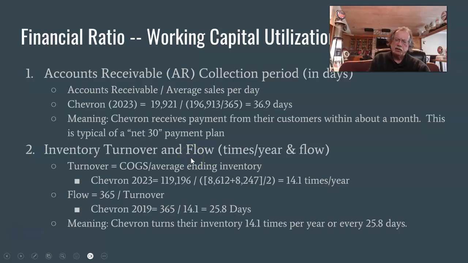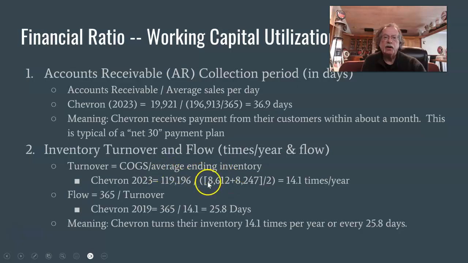Inventory turnover. A company wants to carry as small an amount of inventory as possible because it just costs to hold it. So you want to turn over your inventory as much as possible. You don't want to be turning your inventory over once a year. And so this calculation is basically average ending inventory. This is off of the balance sheet.